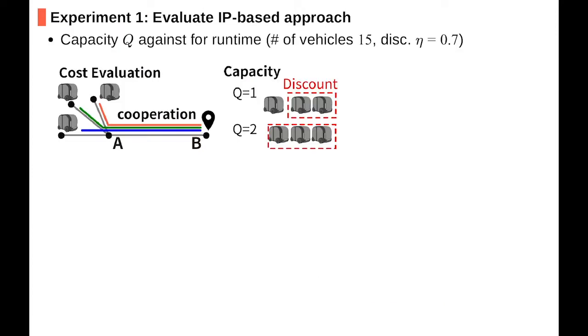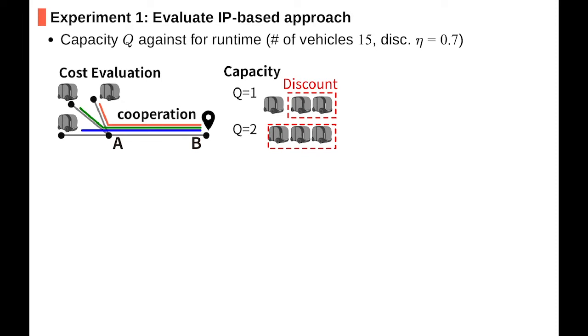In this slide, we show two experimental results using IP solvers. First, we evaluate the capacity constraint. Let us see the figure. We evaluate the travel cost of three vehicles. They travel together from A to B. The parameter Q works as follows.